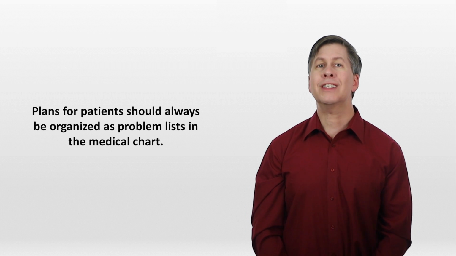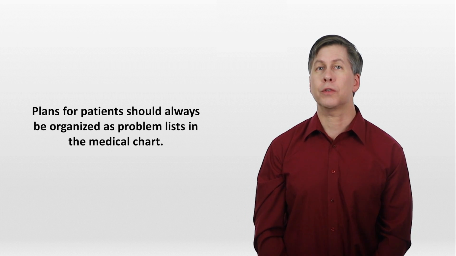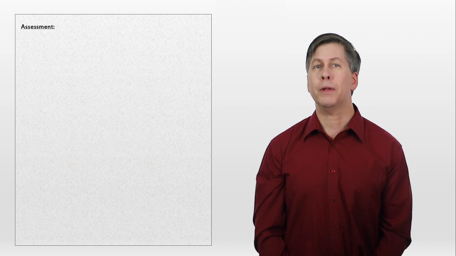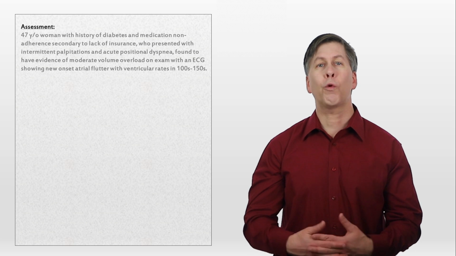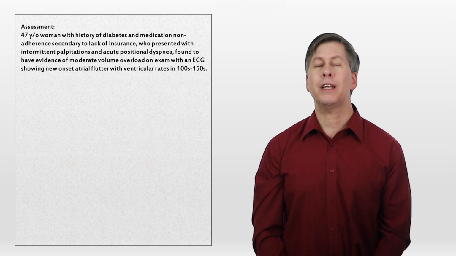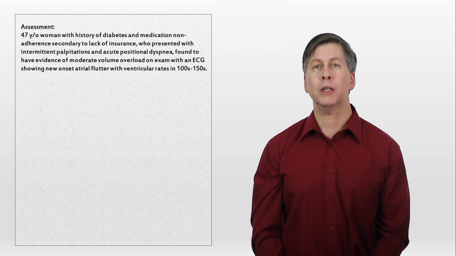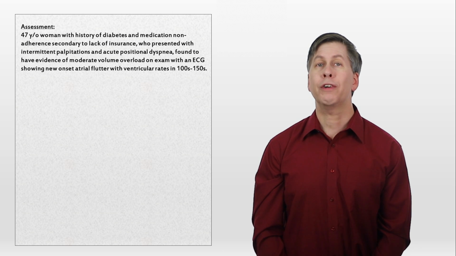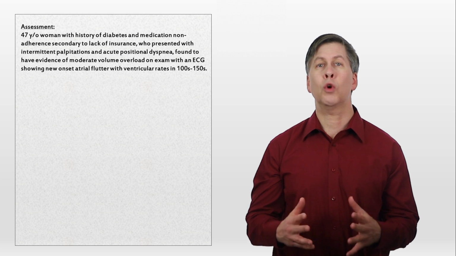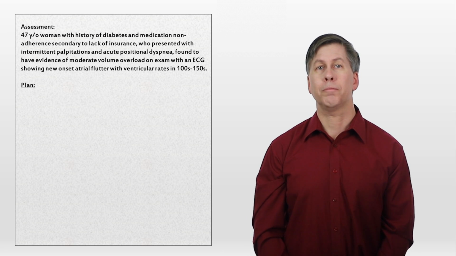To show what I mean, let's consider the assessment and plan from a hypothetical note. So imagine we are admitting a patient whose assessment, that is, whose summary statement, reads as follows. 47-year-old woman with a history of diabetes and medication non-adherence, secondary to lack of insurance, who presented with intermittent palpitations and acute positional dyspnea, found to have evidence of moderate volume overload on exam with an ECG showing new onset atrial flutter with ventricular rates in the 100s to 150s. What might this woman's problem list and plan look like?